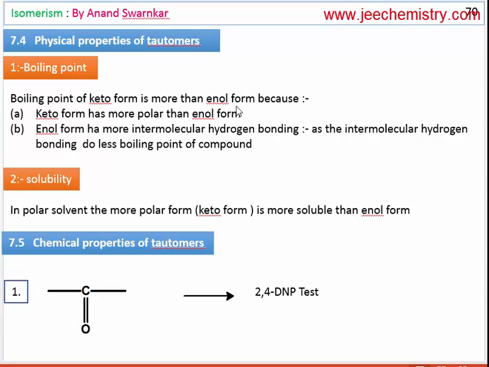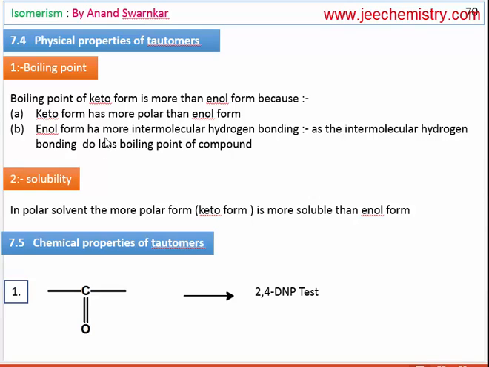The boiling point of the ketone form is more than the enol form. Generally, whenever we have to compare the boiling points of two compounds, we should remember that the keto form has a higher boiling point, because the keto form is a more polar structure than the enol form. But that doesn't mean the keto form always has a higher boiling point. There may be cases where the enol form has the higher boiling point, but generally we consider that the keto form has the higher boiling point because it is more polar than the enol form.